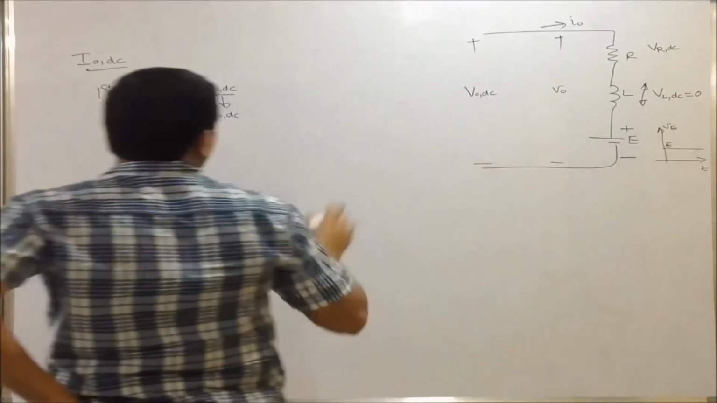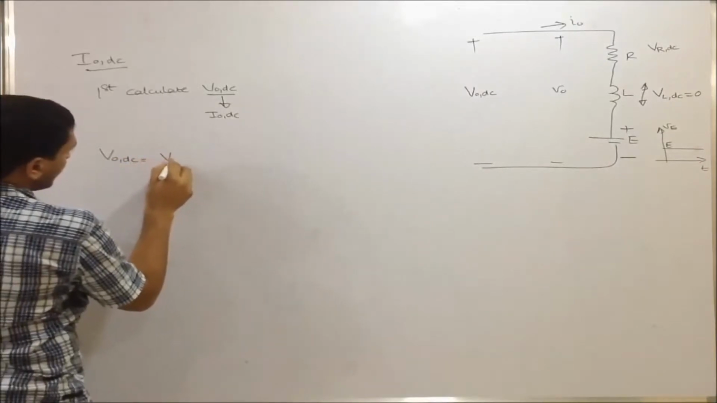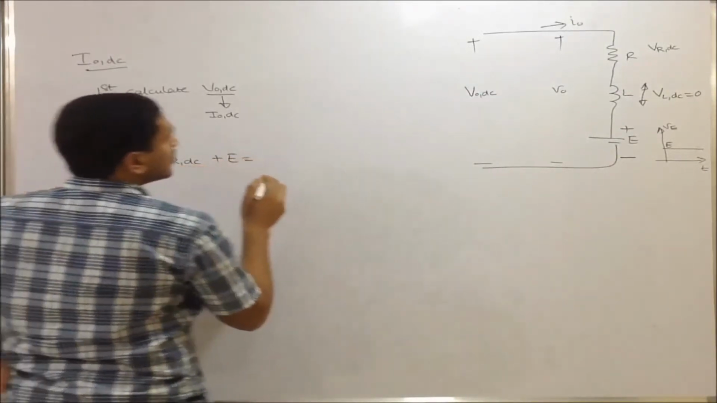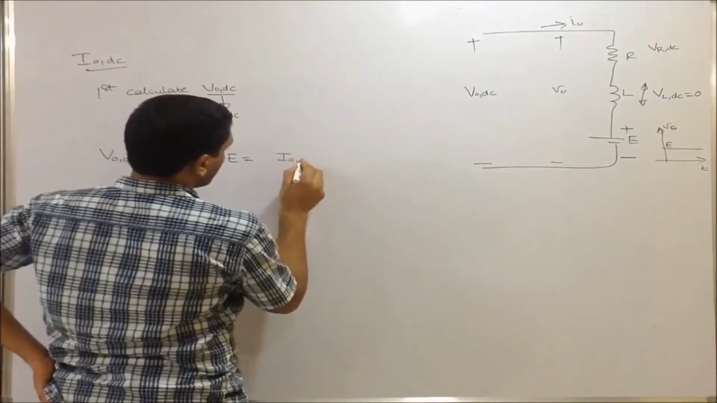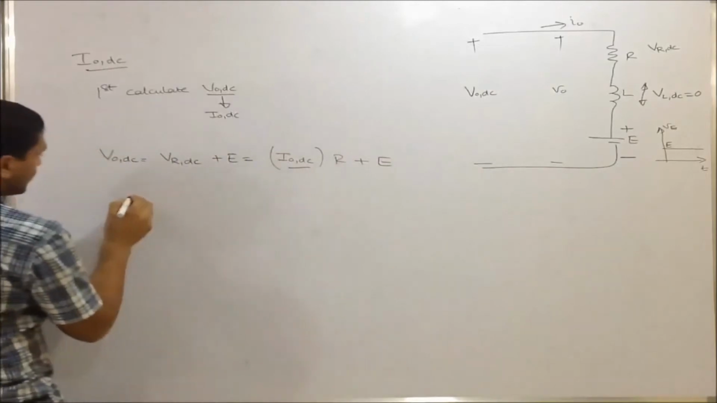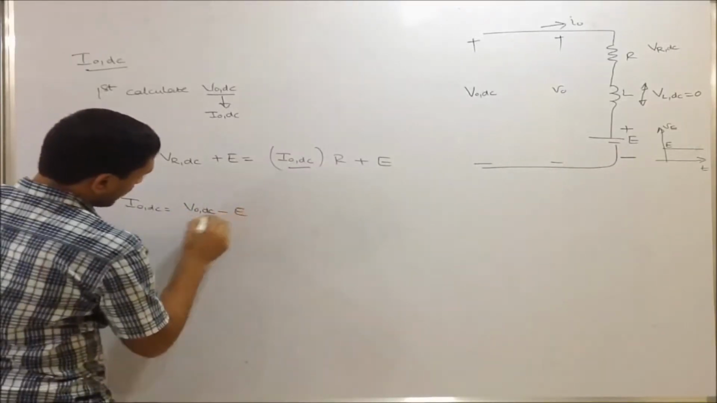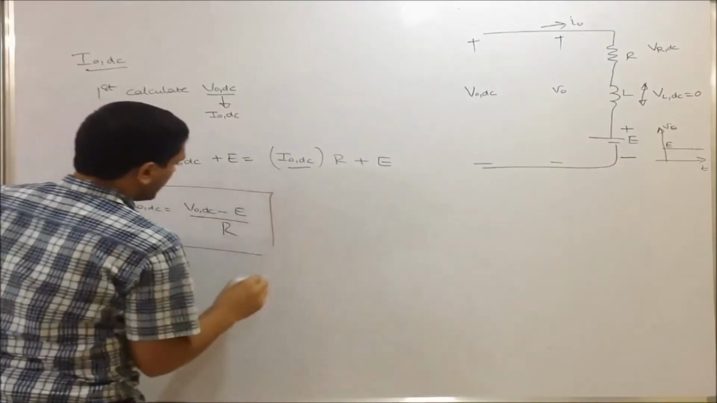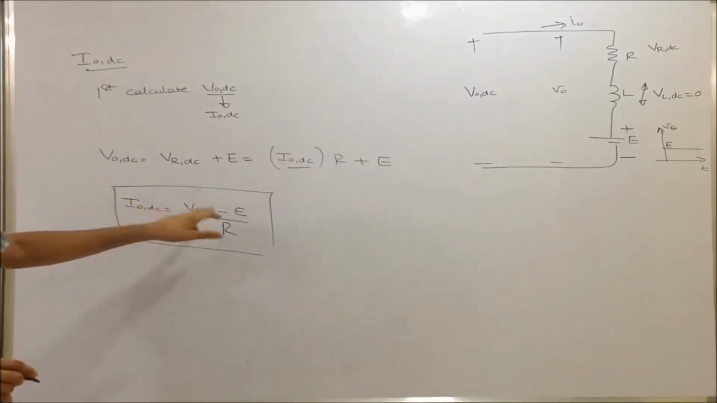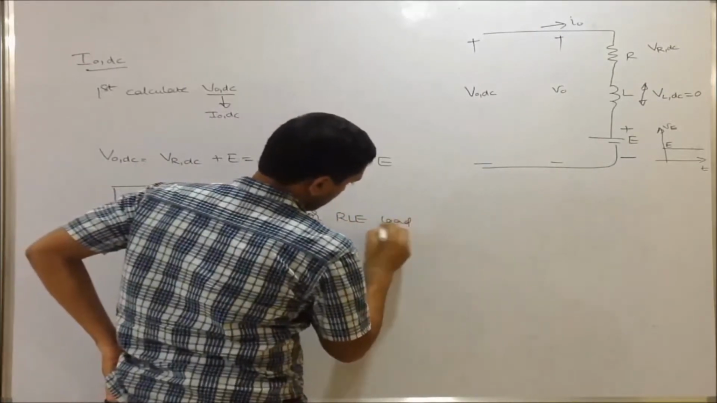Now you apply the KVL. That is V0 DC equal to VR DC plus E. VL DC is 0, that's why I am not writing it. What is VR DC? VR DC is nothing but I0 DC, the output average current, times R, plus E. I want to calculate I0 DC. So after simplifying this, I0 DC equals (V0 DC minus E) by R. This can be taken as a formula. For RLE load, given V0 DC, the I0 DC is given by (V0 DC minus E) by R.